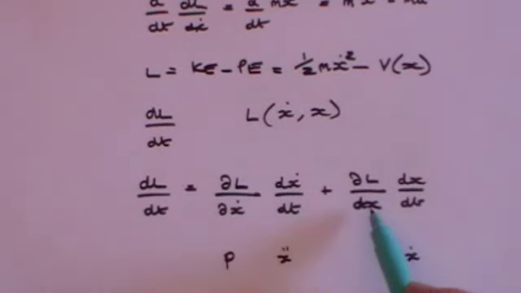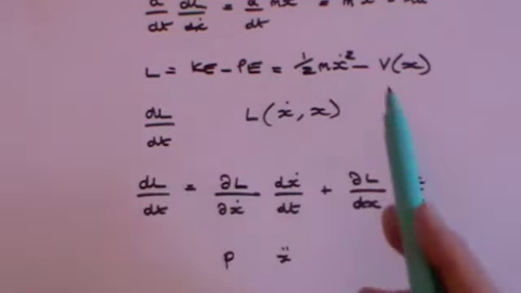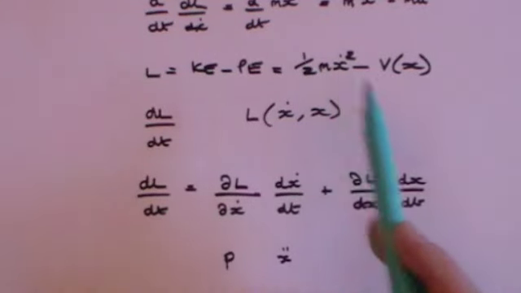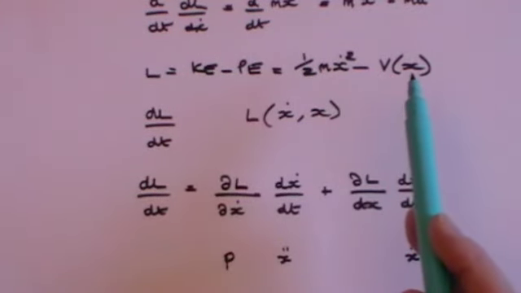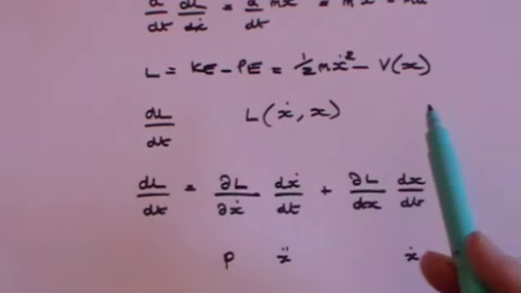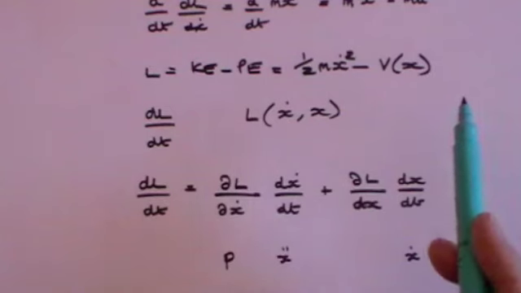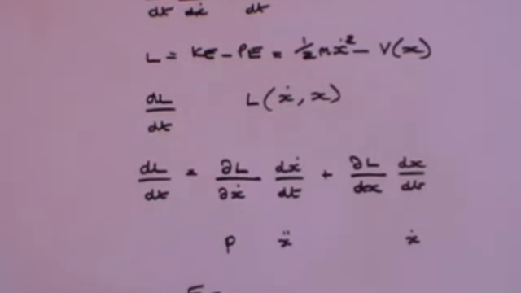Finally, what is dL by dx? Well, there's no x term here, so you get nothing from that. And this just gives you minus dV by dx. And again, I set that out earlier on. What is minus the derivative of the potential? It is the force. Now I could put the force in here, but I'm going to simplify it still further.